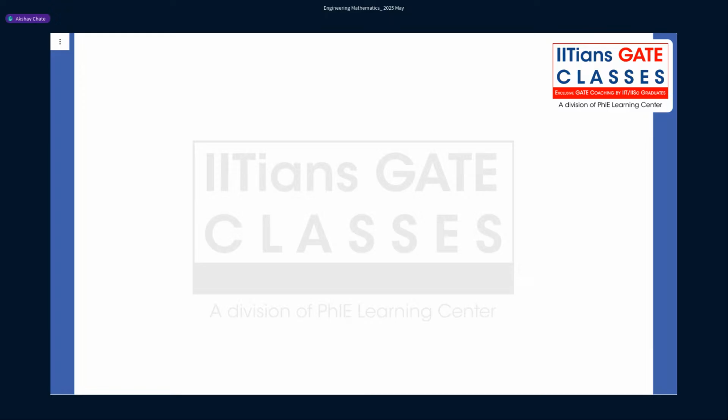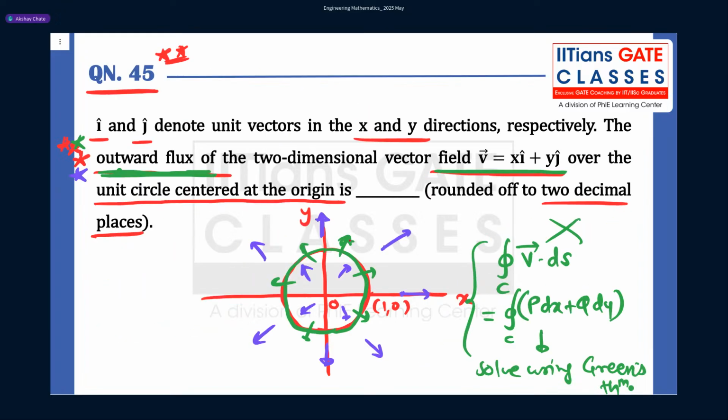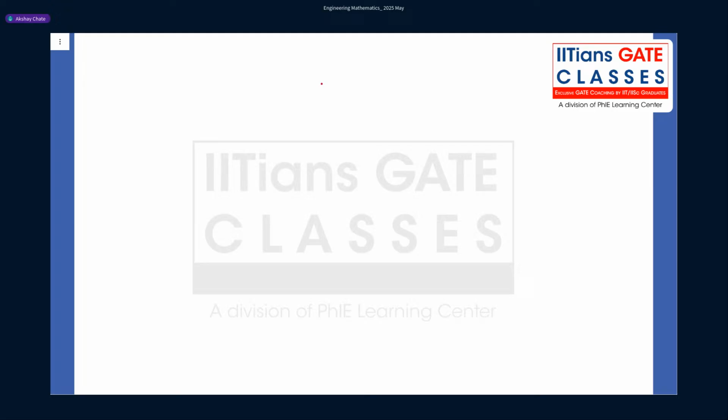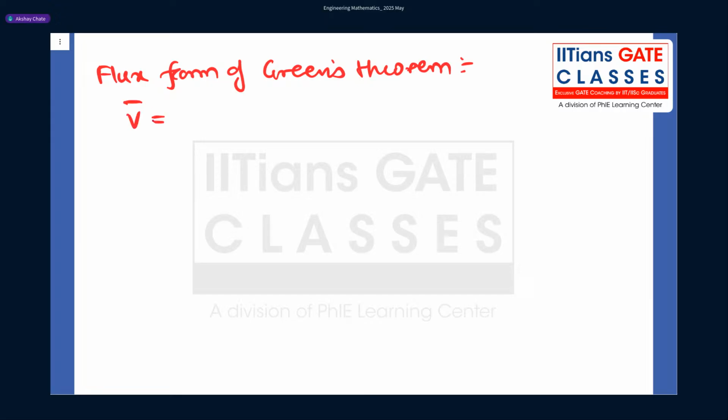So we need the outward flux, right? In the question, what they're asking is outward flux. So for that you need to use the flux form of Green's theorem, or you can call this the 2D divergence theorem also. Some books you'll see. If you have a vector field, let's say in this form, some f of x y i cap plus g of x y j cap. Okay, so some general flux I'm writing.